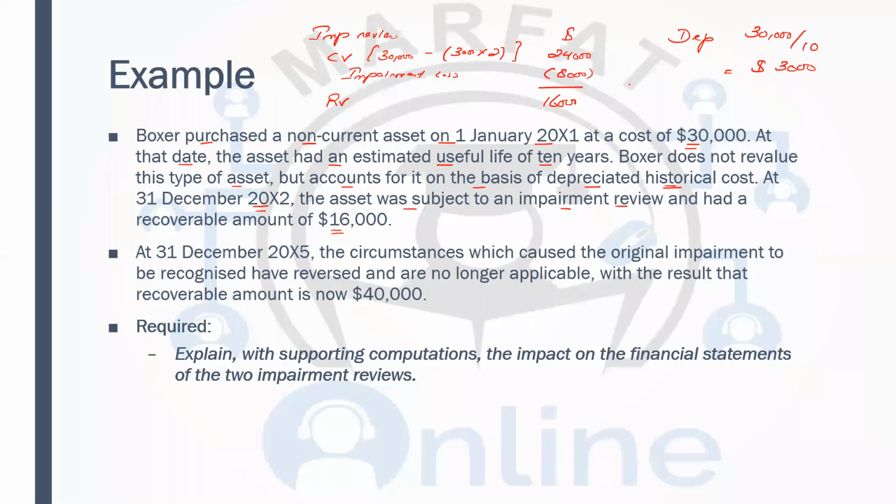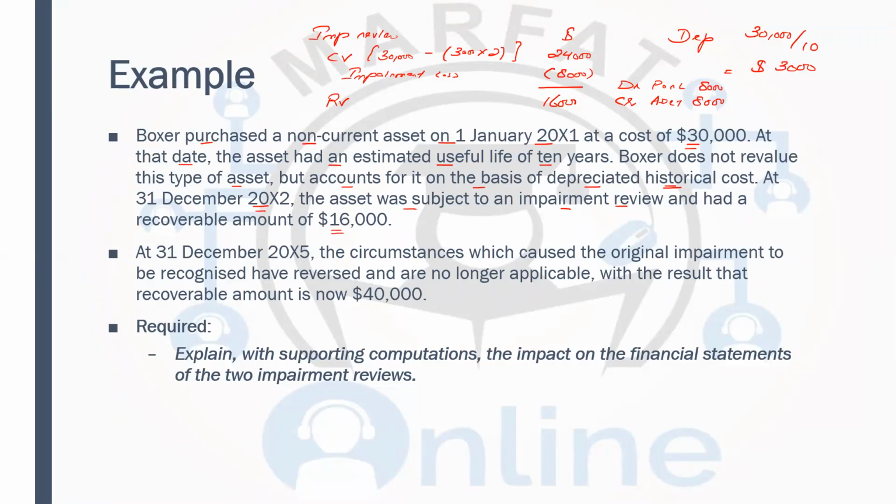Now, we have no idea whether this asset was previously revalued. So that means all of the impairment should be recorded directly to the profit or loss. So profit or loss debit by 8,000 and credit asset by 8,000. Fine. And now we know that once the asset has been brought down to the recoverable amount, now the new depreciation should be charged on the recoverable amount and the remaining useful life.